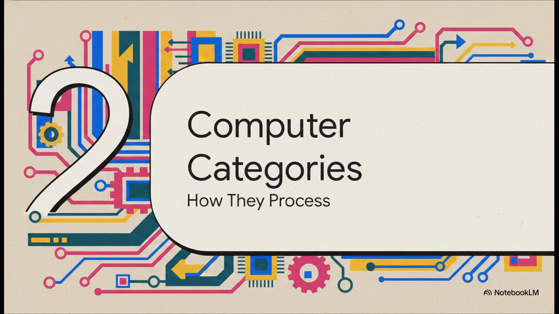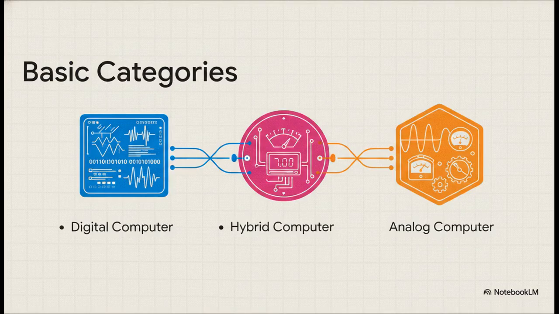Moving right along to Section 2, categories of computers and how they process certain operations. So practically all computing operations out there fall into 3 foundational categories. First up, we have digital computers. These process information as distinct numbers or digits. This is what your laptop or your smartphone uses.